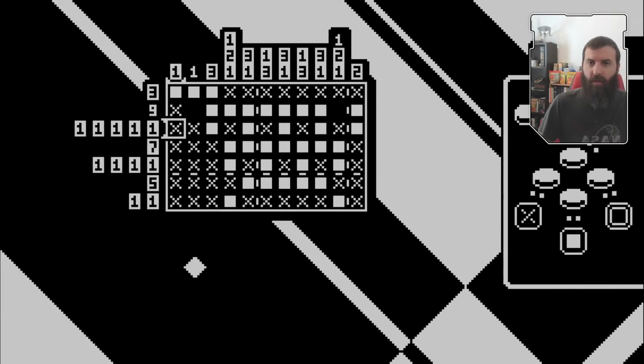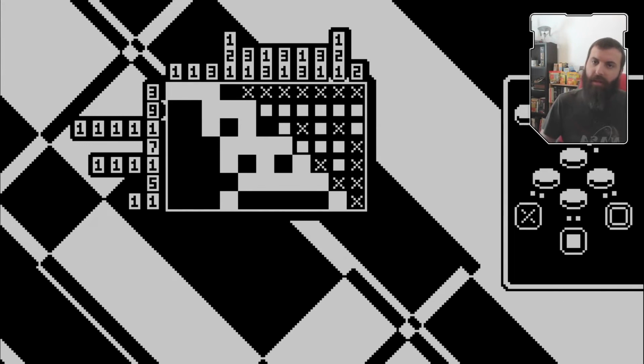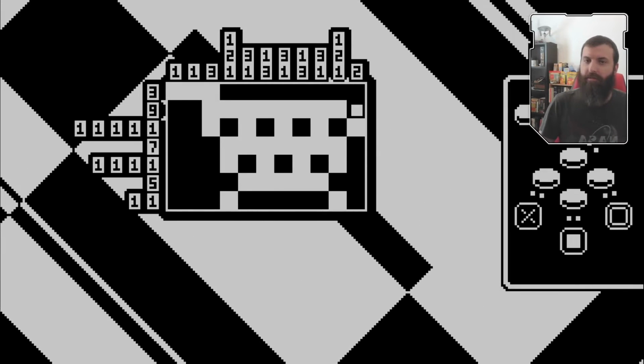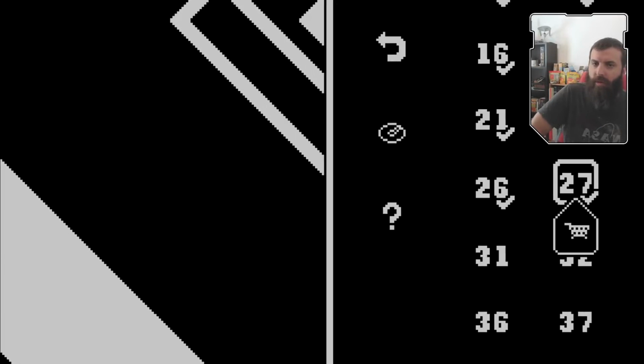Looking vertically, only 1 in this and only 1 in this, so that completes that, which means that the remaining pixel goes right there. Shopping cart. Alright, that's nonogram 27 done.